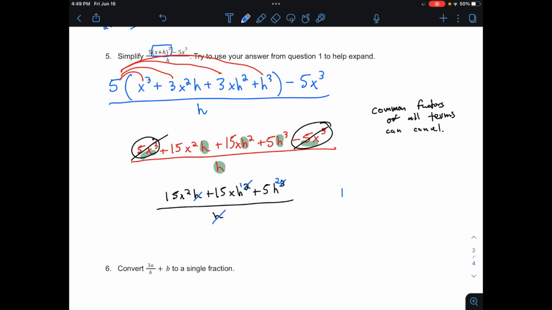So our final answer would be 15x^2 + 15xh + 5h^2. And we're happy. All right, on to number 6.